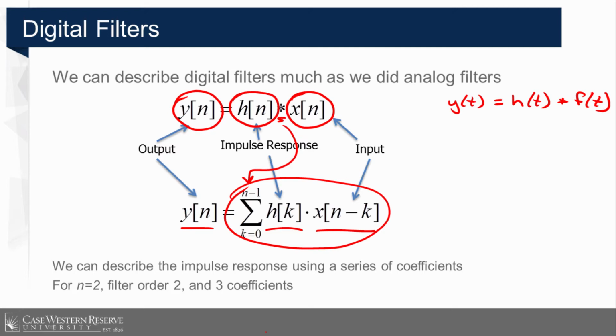We can describe the impulse response of our digital filter using a series of coefficients. All we're doing here is multiplying these coefficients times our input signal and adding up the results to get our output signal. So for n equals 2 here in our summation, the filter order will be 2, and we'll have 3 total coefficients as part of our impulse response for the digital filter.